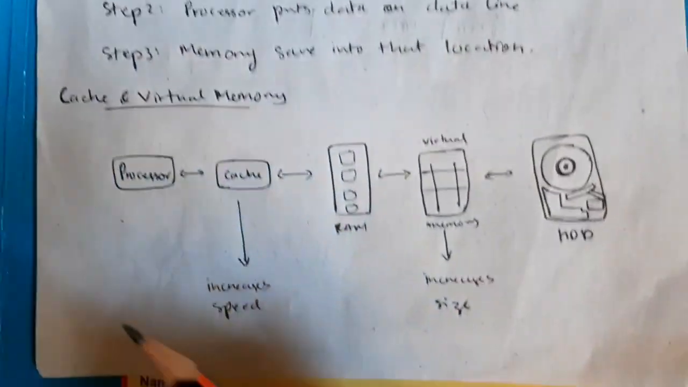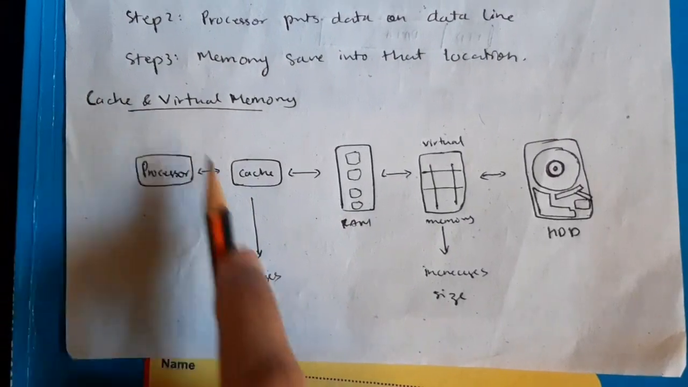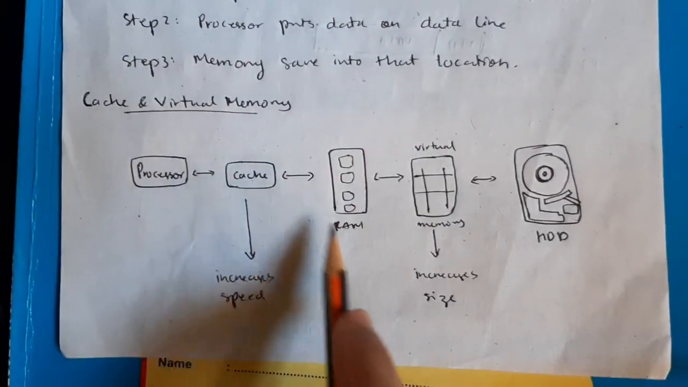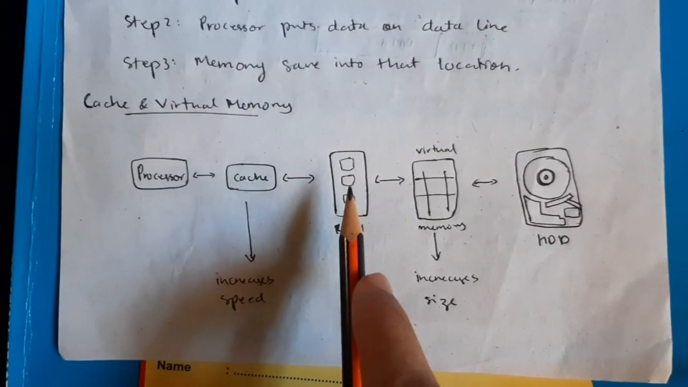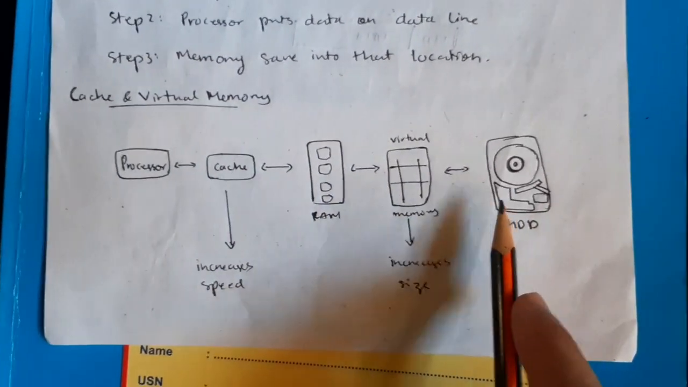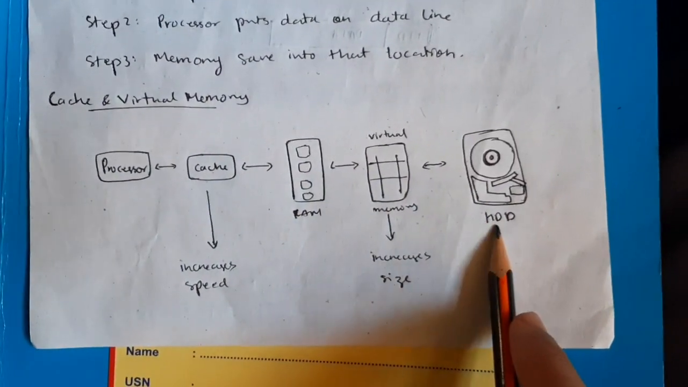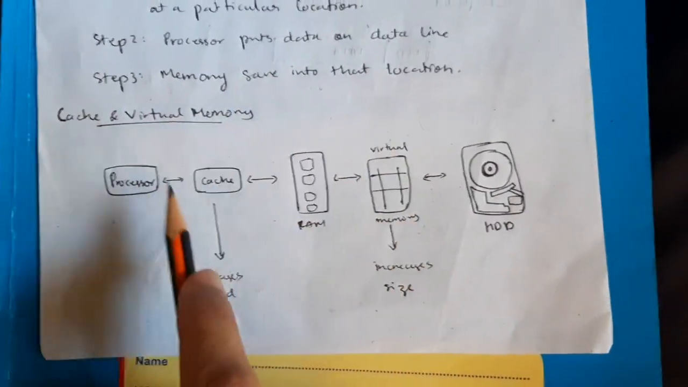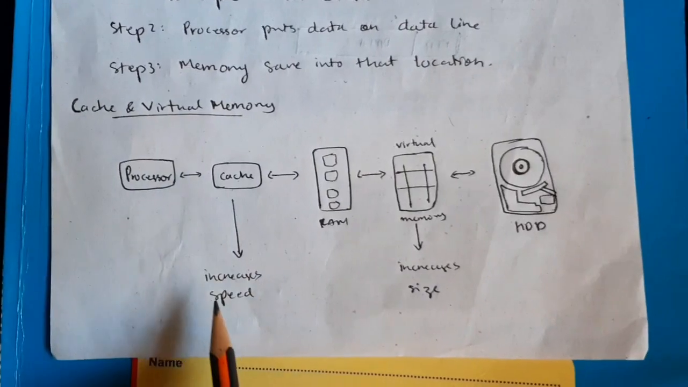Next comes the cache and the virtual memory. See, cache is present in between the processor and the RAM. RAM is random access memory, which will be discussed in more detail in the upcoming video. Now the RAM and the secondary storage have one thing between them, which is virtual memory. Now let's discuss what cache is first. Cache will increase the speed.